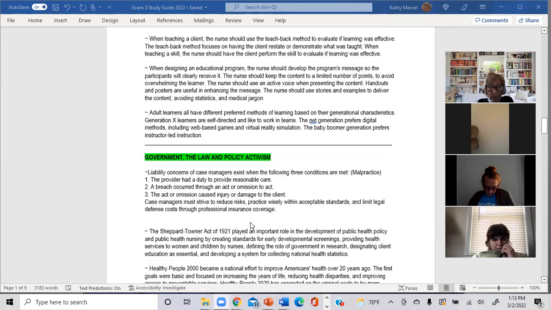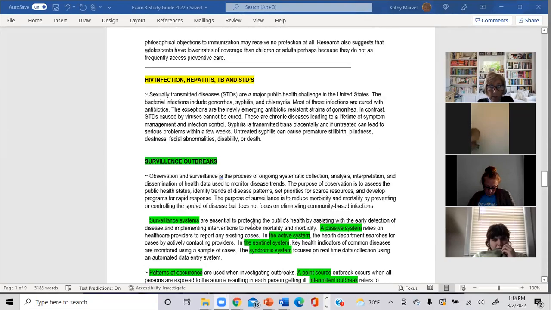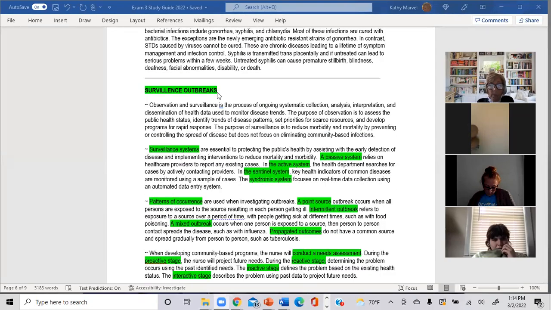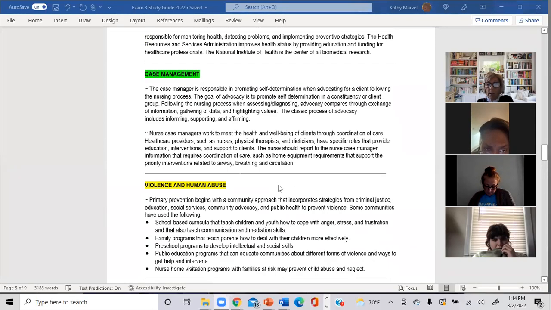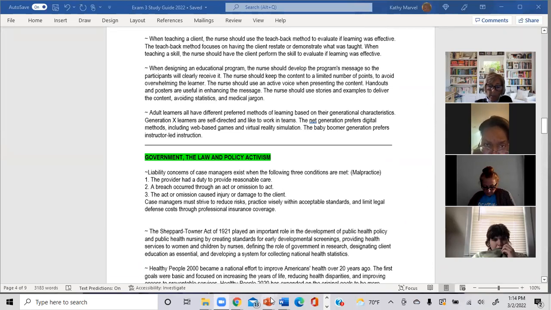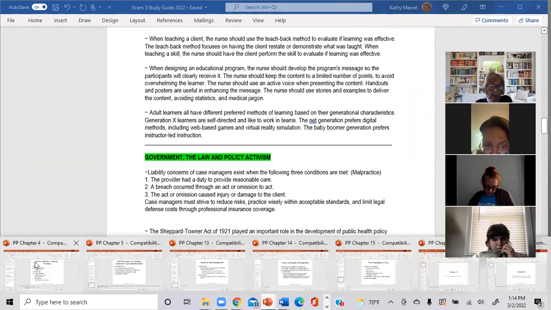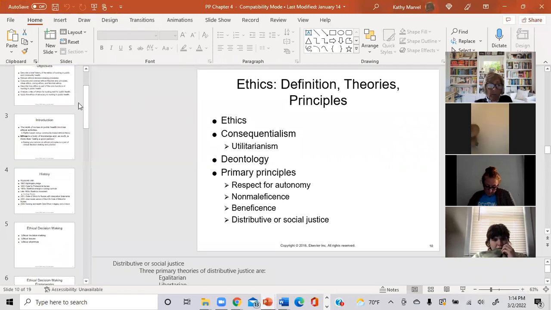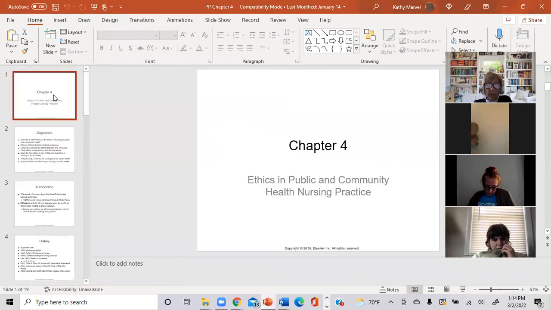I did go a little bit further in this chapter when we got to surveillance outbreaks because there were so many definitions. So we'll go back to that. Okay. Alrighty. So since we're just going to cover PowerPoints today, so we can get through the information, I'm going to point out in the PowerPoints what should be in the study guide as well. Okay.